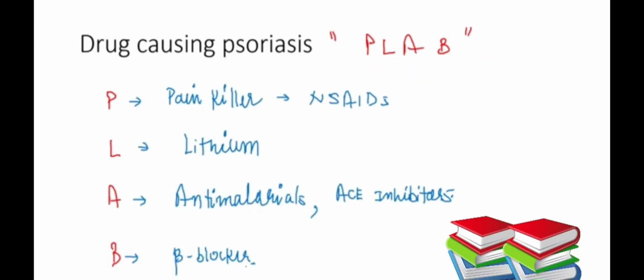The mnemonic is PLAB. P for painkillers and NSAIDs, L for lithium, A for antimalarials and ACE inhibitors, and B stands for beta blockers. So PLAB is the mnemonic for drugs causing psoriasis.